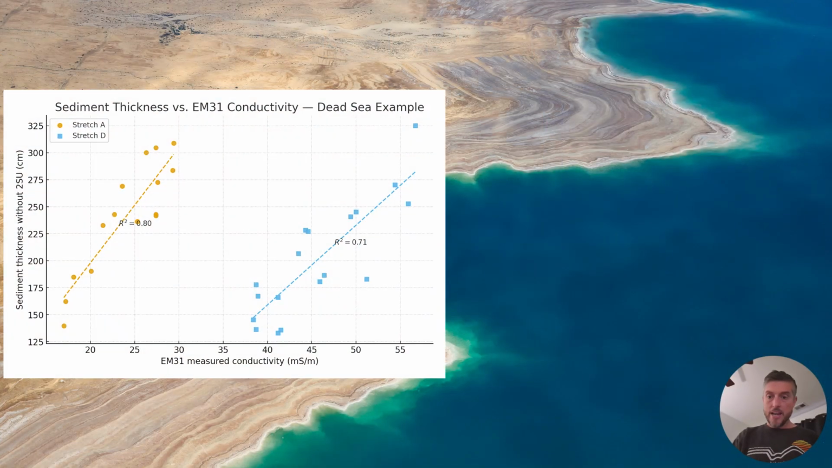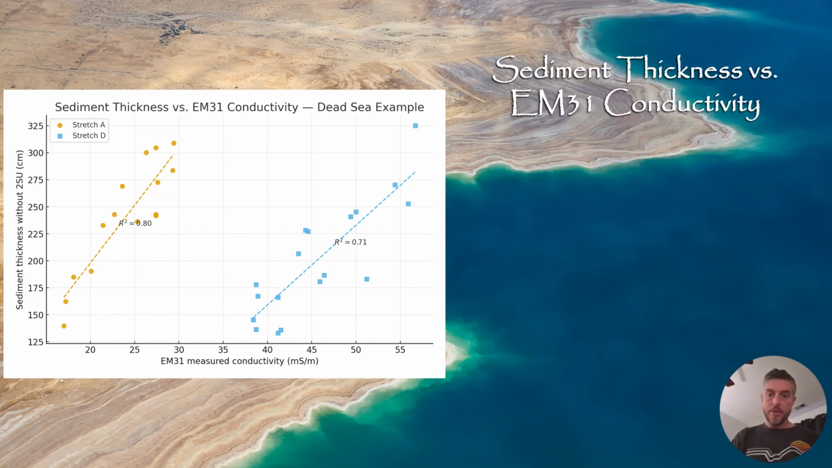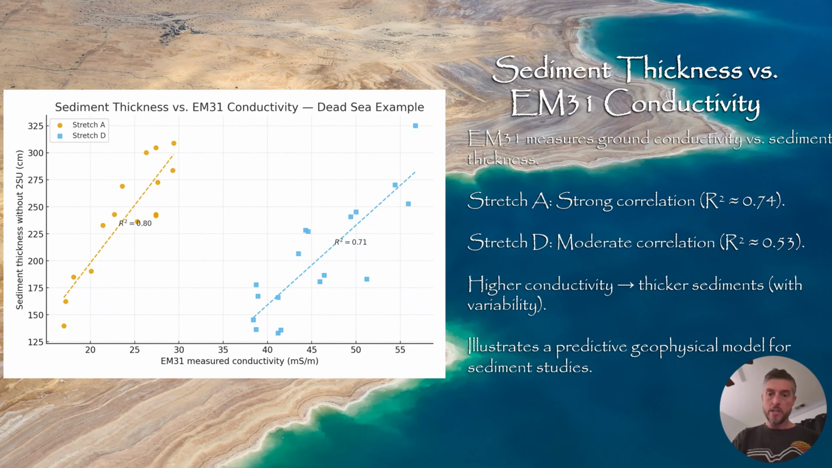So this slide shows the relationship between the EM31 conductivity and sediment thickness in two stretches of the Dead Sea. The EM31 is a geophysical instrument that measures the conductivity of the ground. Higher values often indicate more saline and moisture-rich sediments.